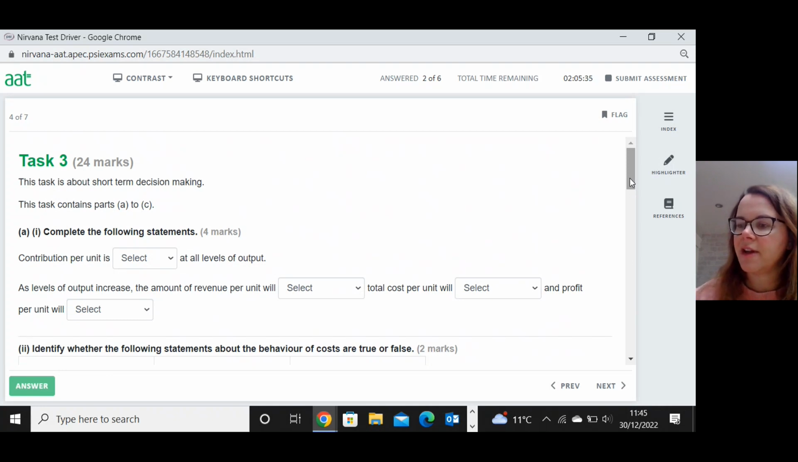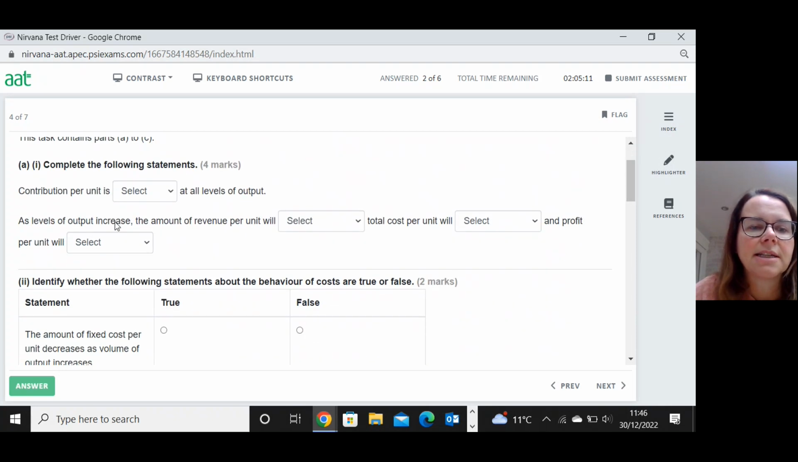So on to task 3. This one is about short-term decision making. Just checking on the time, I'm 25 minutes in, I've done 48 marks out of 120, so I'm well on schedule. This task is about short-term decision making.